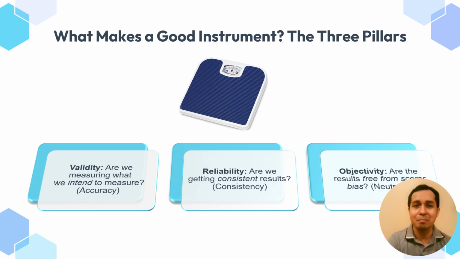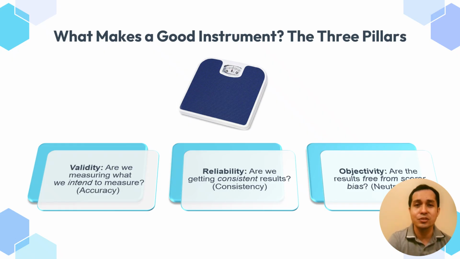Second, reliability. This asks, are we getting consistent results? If you weigh yourself on a weighing scale 5 times and get 5 different answers, that scale would be unreliable. Third, objectivity. This asks, are the results free from the scorer's bias? Would two different researchers interpreting the data arrive at the same conclusion? This is crucial for scoring essays or using observation checklists.